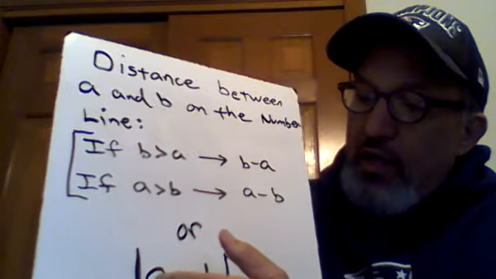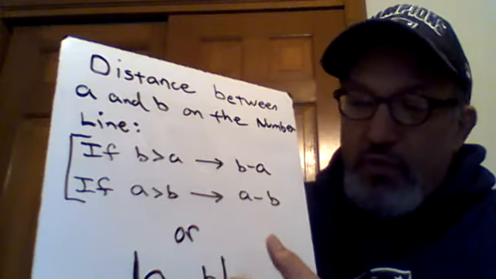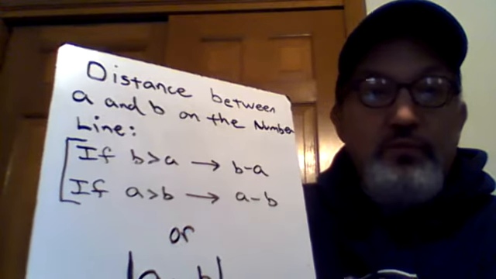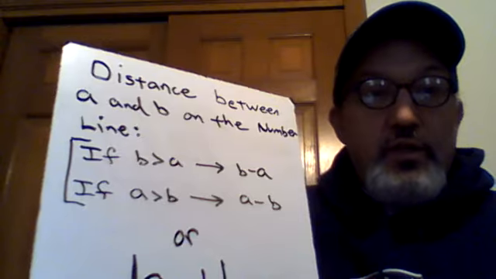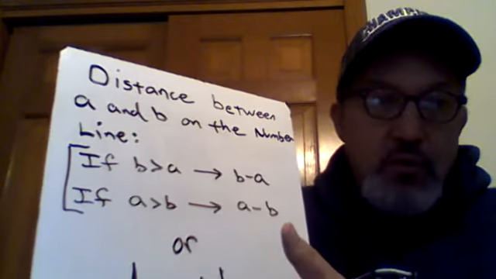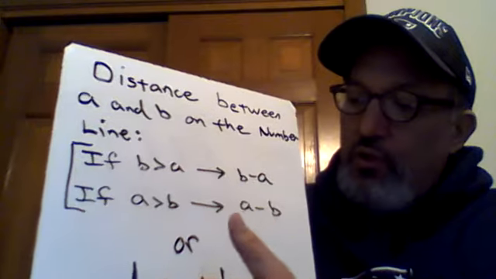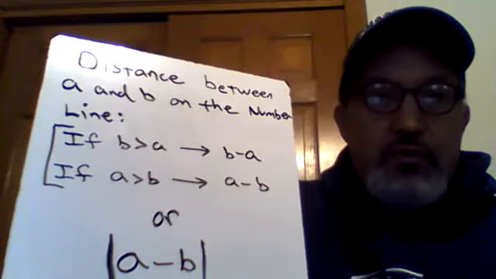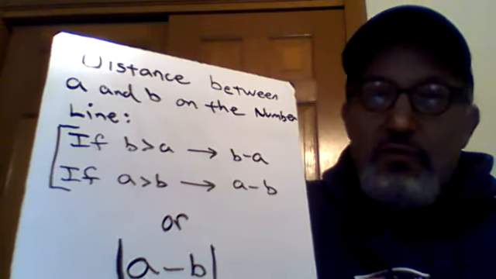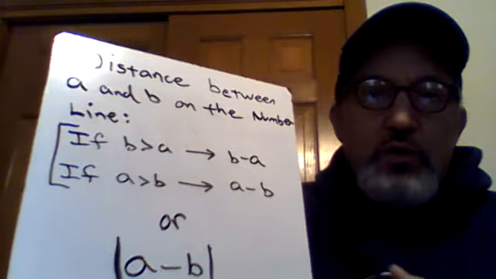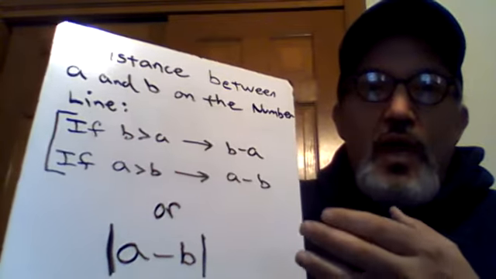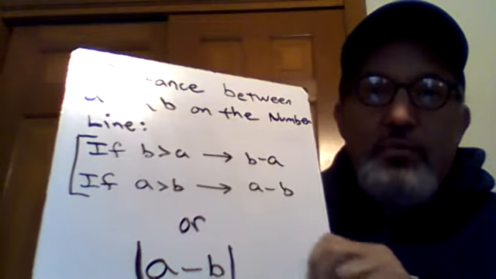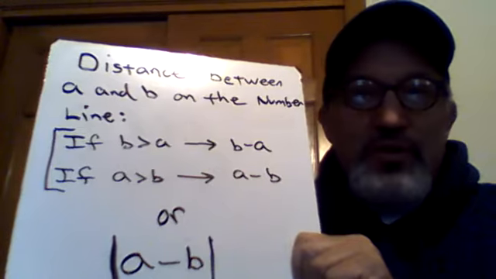Quick example. If A is 5 and B is 2, 5 is bigger than 2, so 5 minus 2 would give you 3. The absolute value of 3 is 3, so that gives you the distance. But what if the A were 2 and the B were 5? Well, 2 minus 5 gives you -3, but the absolute value of -3 is 3, so you'd have the distance. So you don't have to worry about which is bigger, which is smaller. You can simply say that the distance between any 2 points on the number line is the absolute value of A minus B.